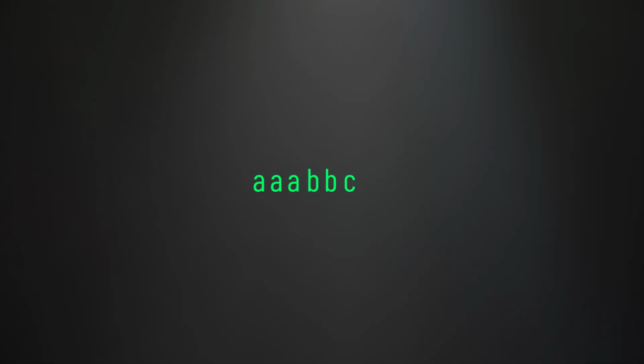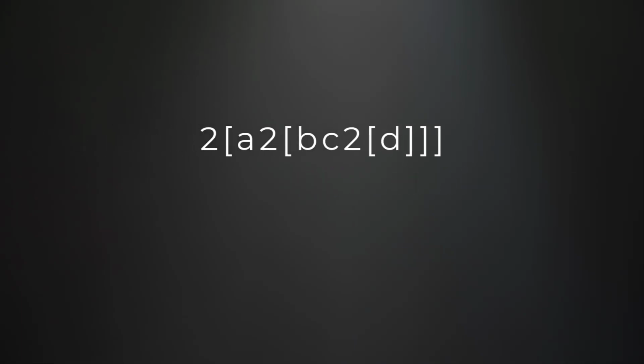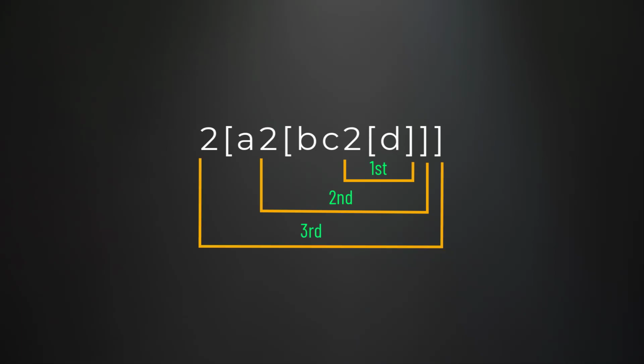So far so good, but what if we have a nested encoded string that looks something like this? This is obviously a lot more complicated. For this example, we can't just evaluate left to right. We actually have to decode the string starting inwards and going outwards. This is where the use of the stack data structure will come into play.